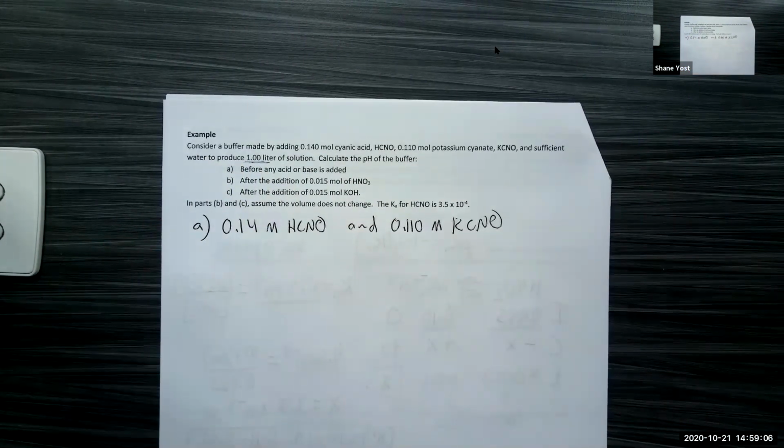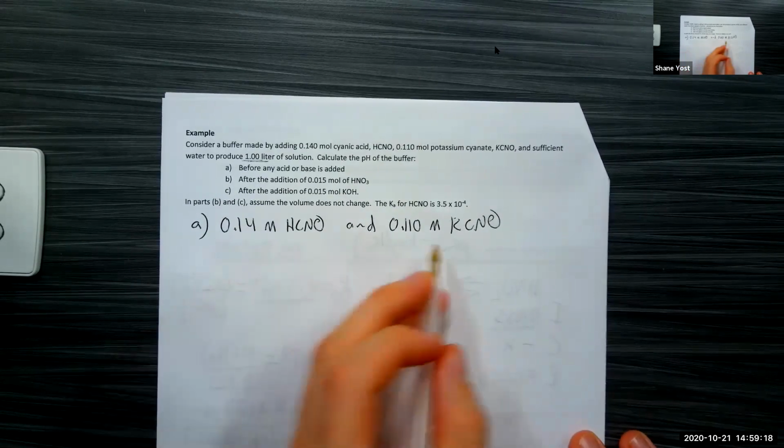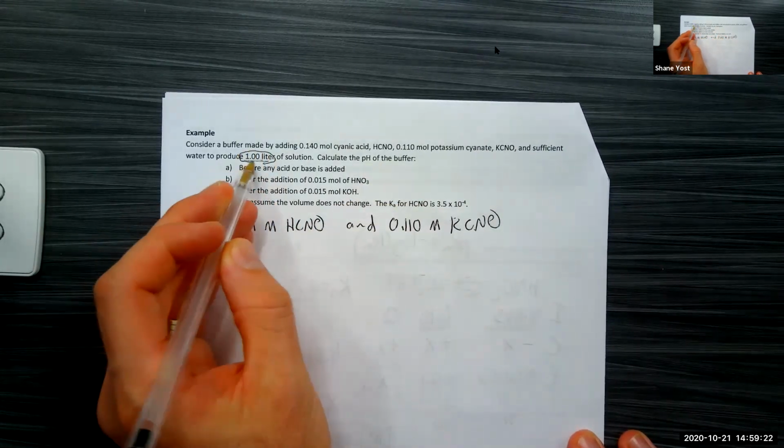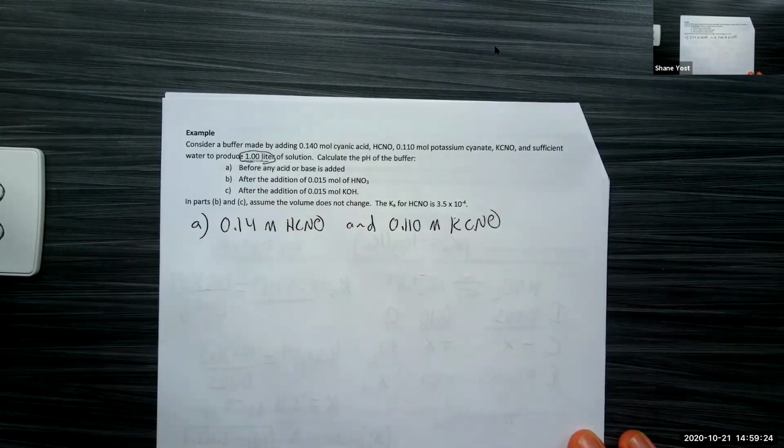The molarity is the moles divided by the volume. Since the volume is 1 liter, it's just the moles divided by 1. So that's why I just wrote down molarity. If you're confused as to why I put molarity and not moles, it's because I just divided by the 1 liter of solution.